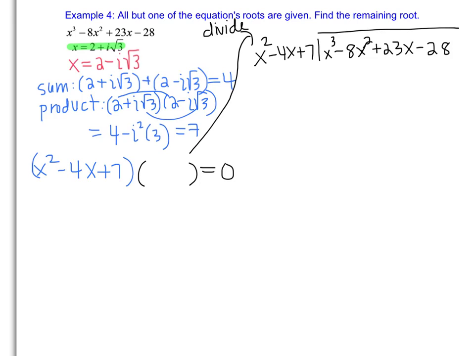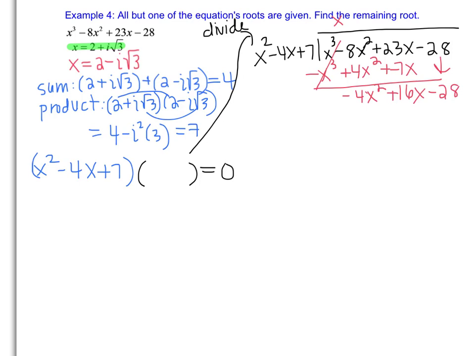I know I need to multiply by x to get x cubed. Multiplying that through gives negative 4x squared plus 7x. When I subtract, all of these signs are going to flip. So x cubes cancel. That's what we wanted. Negative 4x squared. That's my handwriting. 23 minus 7x, we get 16x. And then we'll bring down the minus 28.